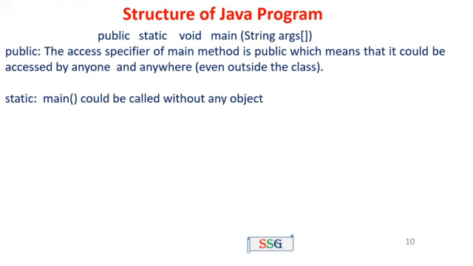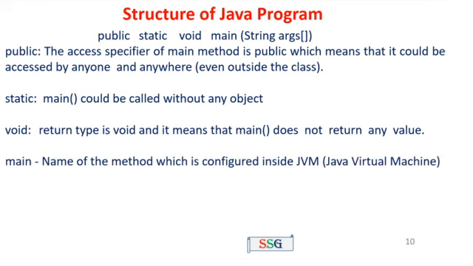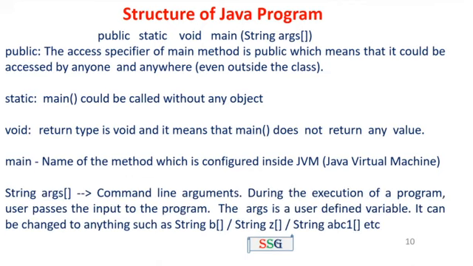Static: main could be called without any object, which is called static. Normally methods inside the class are called through an object only, but static methods we can call without an object. Then the return type is void. It means that the main function does not return any value. The next one, main, is the name of the method which is configured inside the JVM. The JVM only executes this main function.